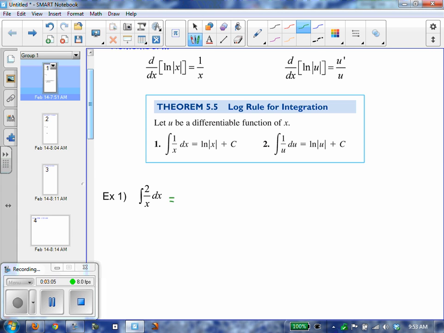How about this one? How can I rewrite this to make it easier for us? What's happening here? It's just 2 times 1 over x. So the 2 is a coefficient and can go out in front, and now I've got 2 times the integral of 1 over x, which is natural log of x.